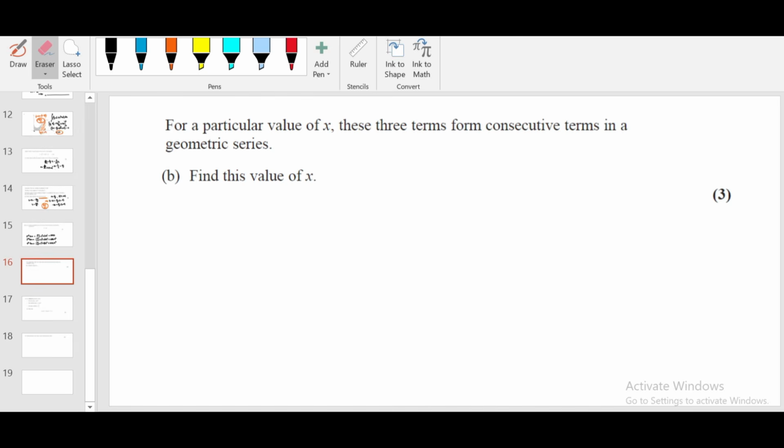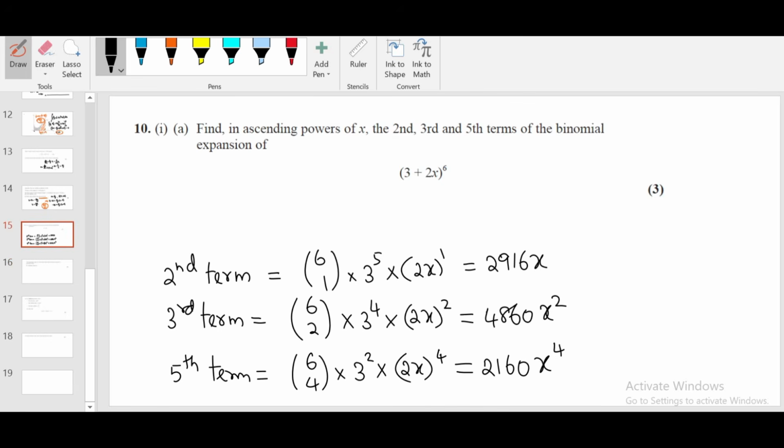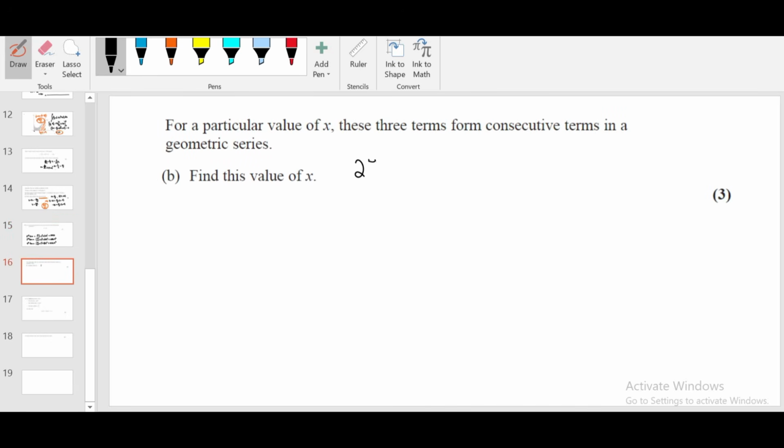For a particular value of x, these 3 terms form consecutive terms in a geometric series. These 3 terms, what are the 3 terms? 2916x, 4860x squared, and then the fifth term 2160x power 4. These 3 are 3 consecutive terms in a geometric series. So in a geometric series, the common ratio will be the same. How do we find the common ratio?